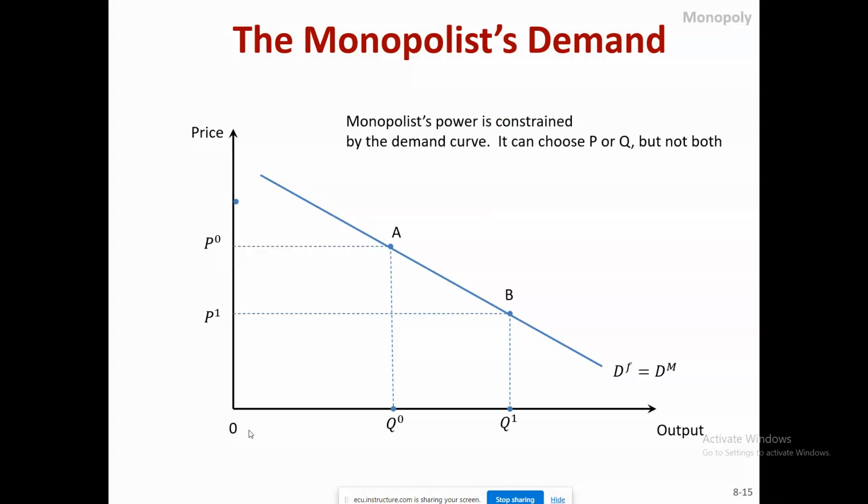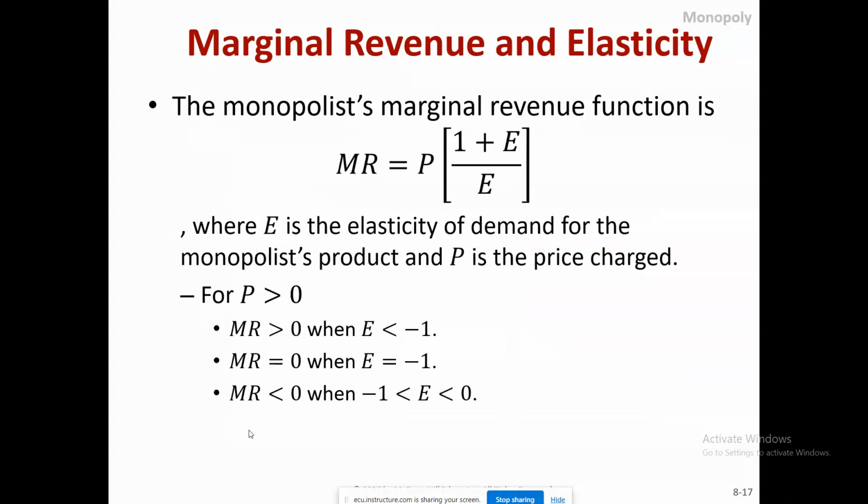Monopolies have big but not complete control over the price. The monopoly's power is constrained by the demand curve. It can choose price or quantity, but not both. The other one needs to be decided by consumers on the demand curve. Here's a relationship between the monopoly's marginal revenue and price. Marginal revenue equals price multiplied by this fraction.